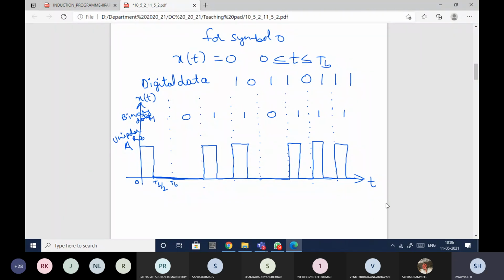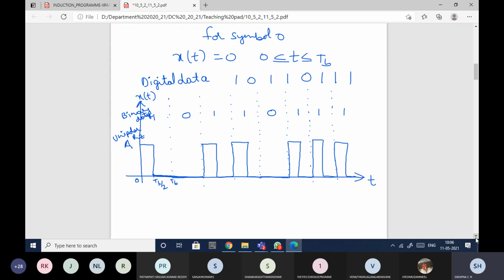Now we'll go to the next format. Is this format clear? In the exam, they'll give you different digital data, and they may ask you to plot different line codes. That is what they'll ask you. Shall I go to the next one?